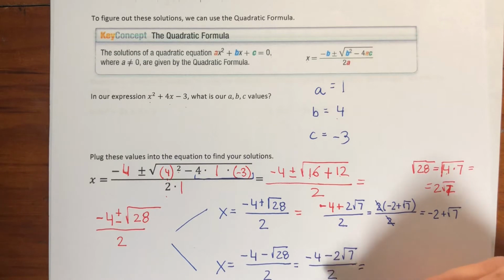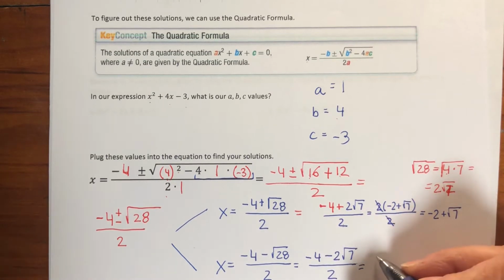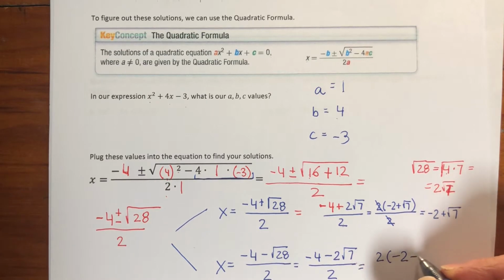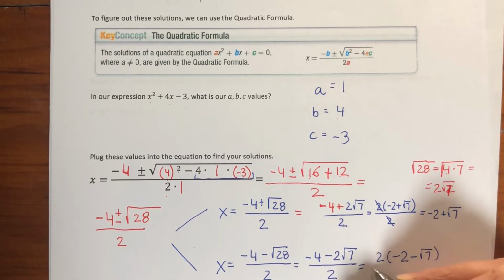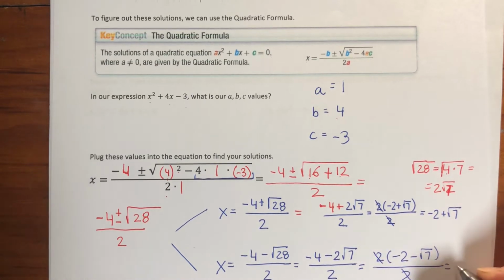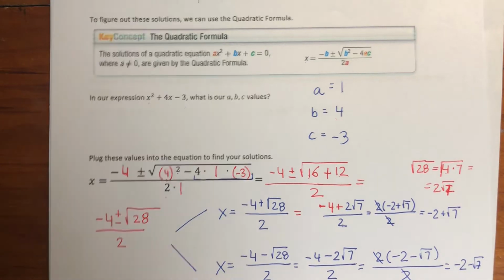In this part, I'm going to do the same thing. I'm going to take out 2. -2 minus square root of 7 is what's left, divided by 2. The 2 cancels out. And -2 minus root 7 is my second solution.